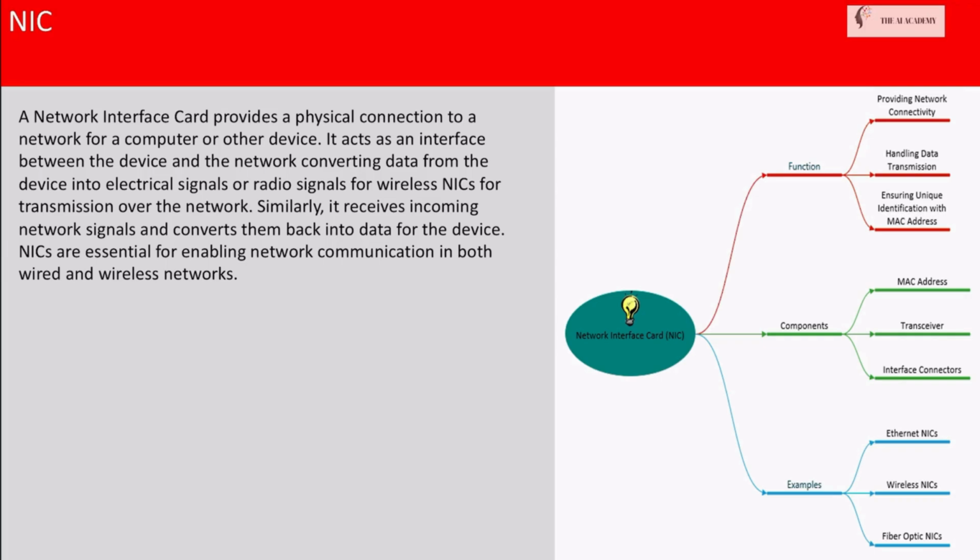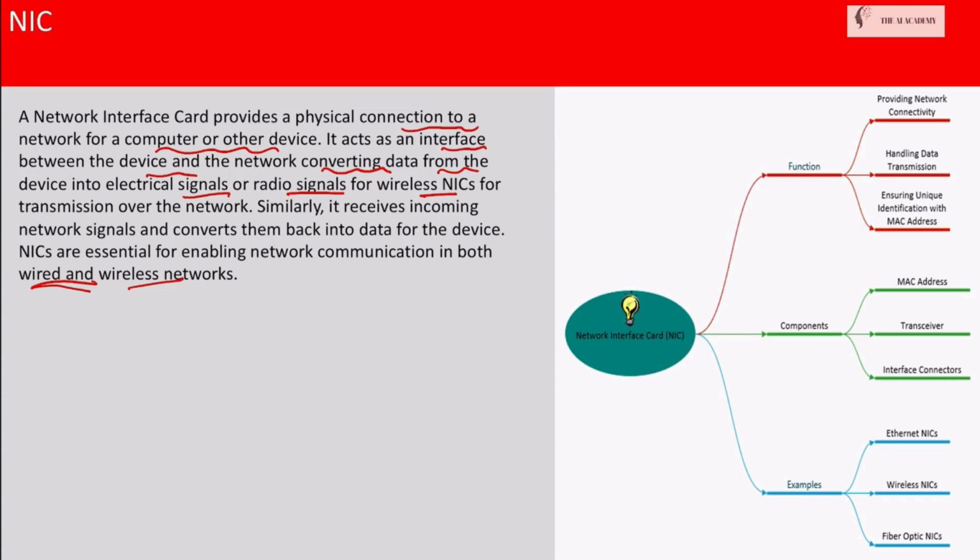A network interface card provides a physical connection to a network for a computer or other device. It acts as an interface between the device and the network, converting data from the device into electrical signals, or radio signals for wireless NICs, for transmission over the network. Similarly, it receives incoming network signals and converts them back into data for the device. NICs are essential for enabling network communication in both wired and wireless networks. They provide the necessary hardware interface for devices to connect to and communicate over a network.